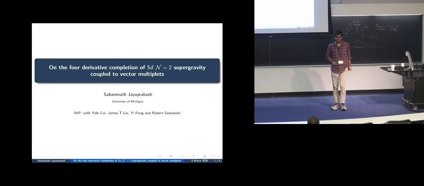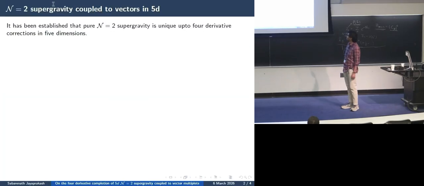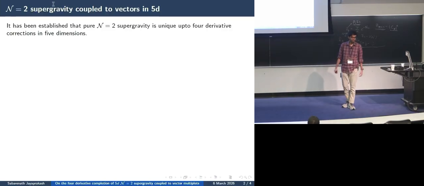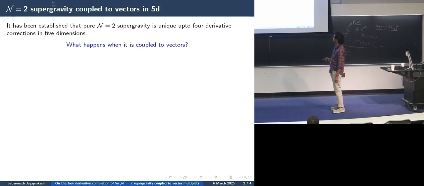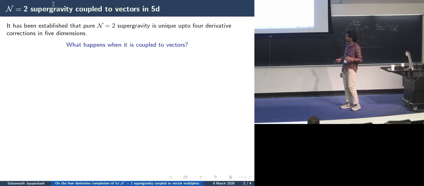Hello all. I'm going to talk about one of our upcoming works with Jim, Yipang, and former students Ida and Robert. It's well known that pure N=2 supergravity at four-derivative level is unique in 5 dimensions. So one could ask whether we can make a similar statement when we couple it to vector multiplets. Just a quick background.